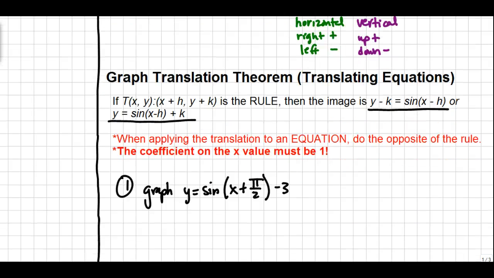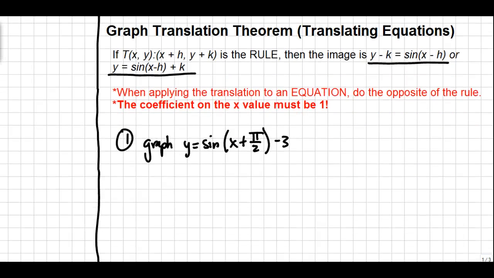So let's go ahead and try some practice questions here just to get moving. We've got this equation of y equals sine of x plus pi over 2, minus 3. So this is our equation, and we're trying to come up with what the rule would be.